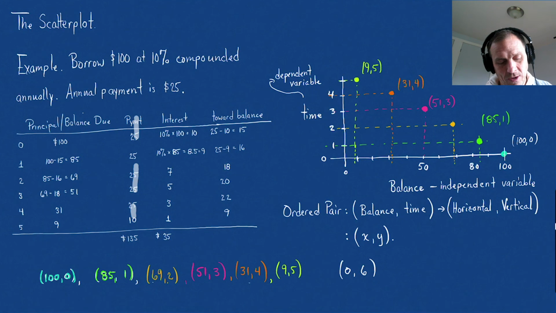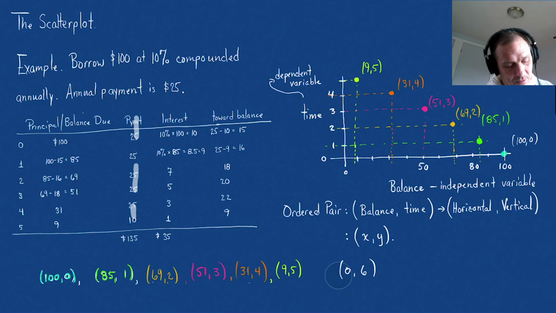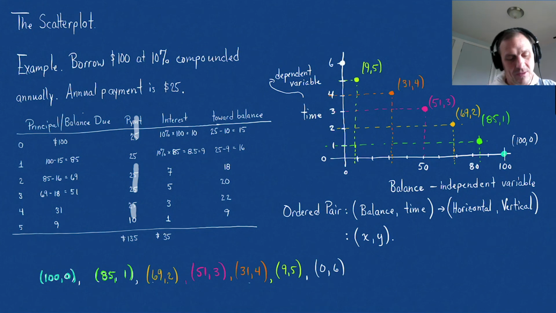If I switch these, then it would be a different looking picture. And this autumn colored one we said is 69, 2. And our last one we'll go back to our white. Our last one here is going to be our balance is 0 after 6 years. So I'm going to extend my picture up. Here's year 6, and I'm at 0.